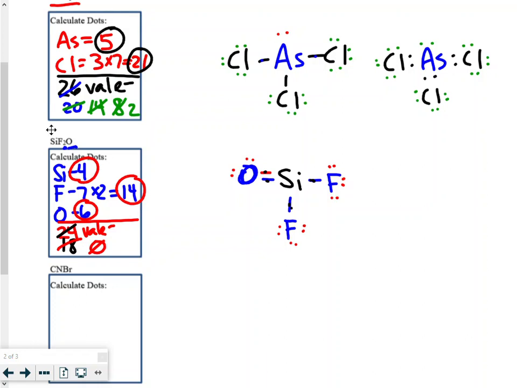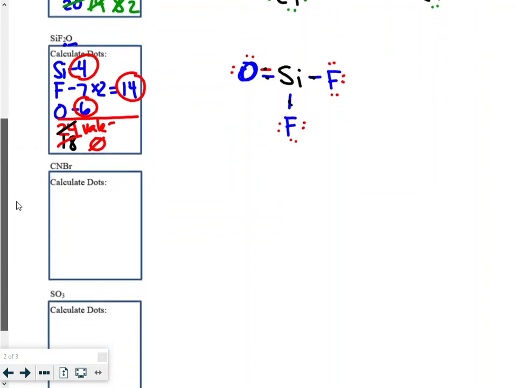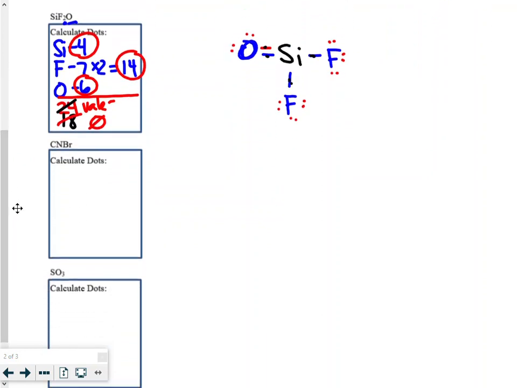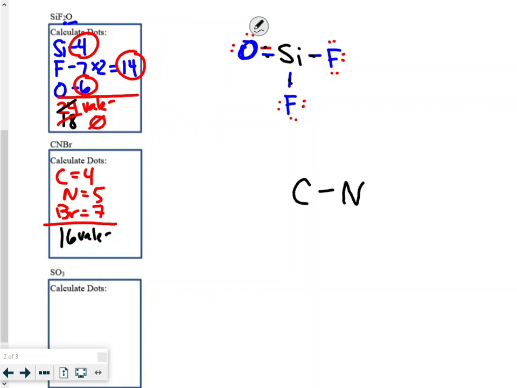Okay, so hopefully we've counted up our dots for the next one. Let's take a look here. We have 4 for the carbon, 5 for the nitrogen, and the bromine brings in 7, so that's a total of 16 valence electrons. Who goes in the center? Carbon. And we attach our ligands. So then we attach nitrogen and we attach our bromine. Now, how many electrons did I use to attach them? 4. So now we have 12 left.